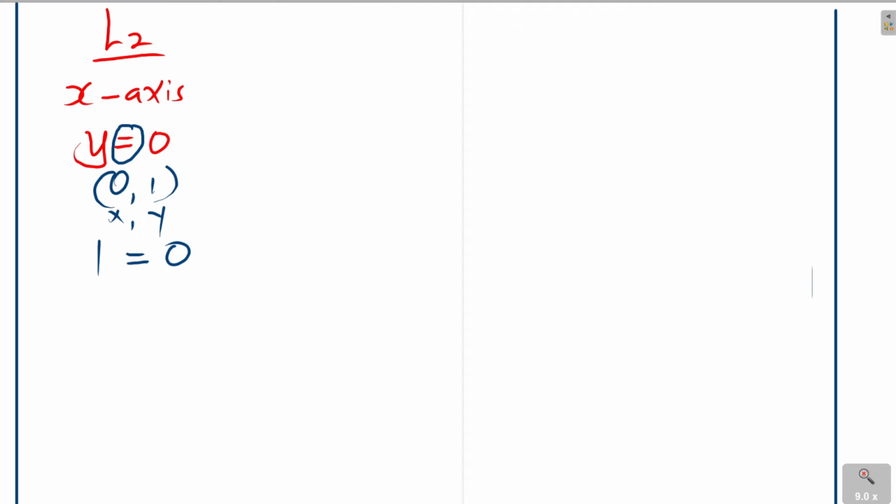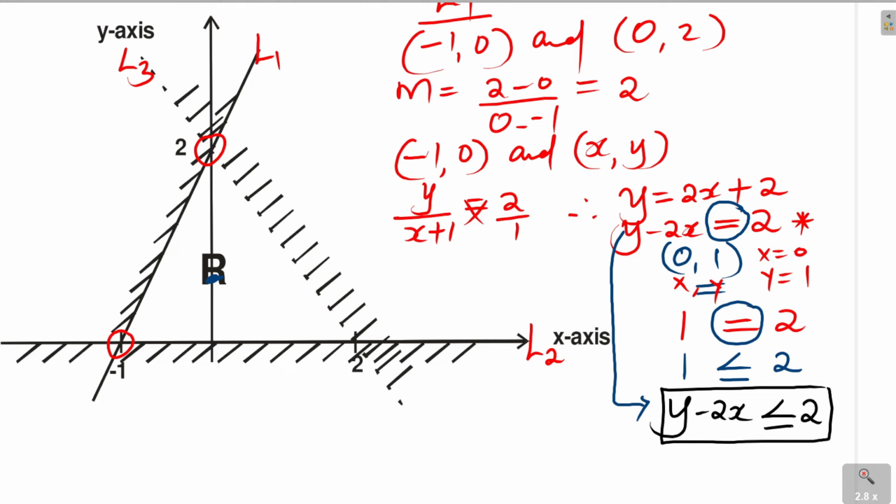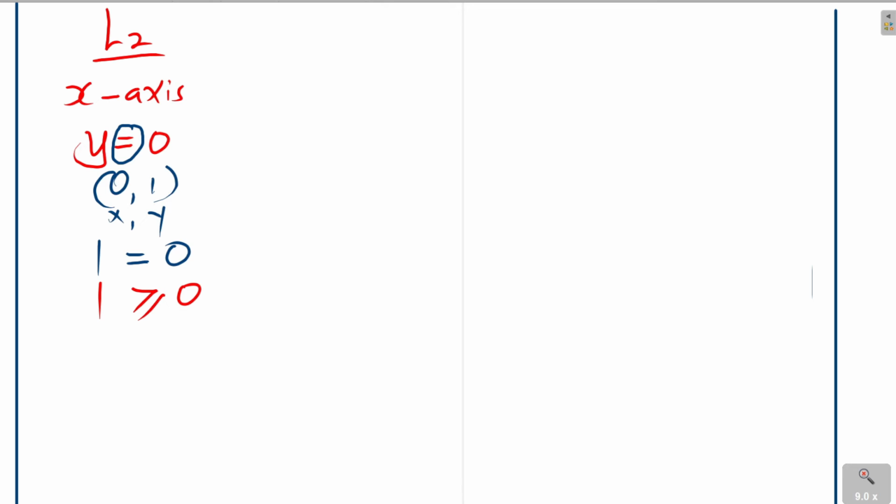1 is greater than or equal to 0, because the point that you've picked is lying on the required region, so it must satisfy this. Therefore the inequality will be y is greater than or equal to 0. So that is the second inequality.